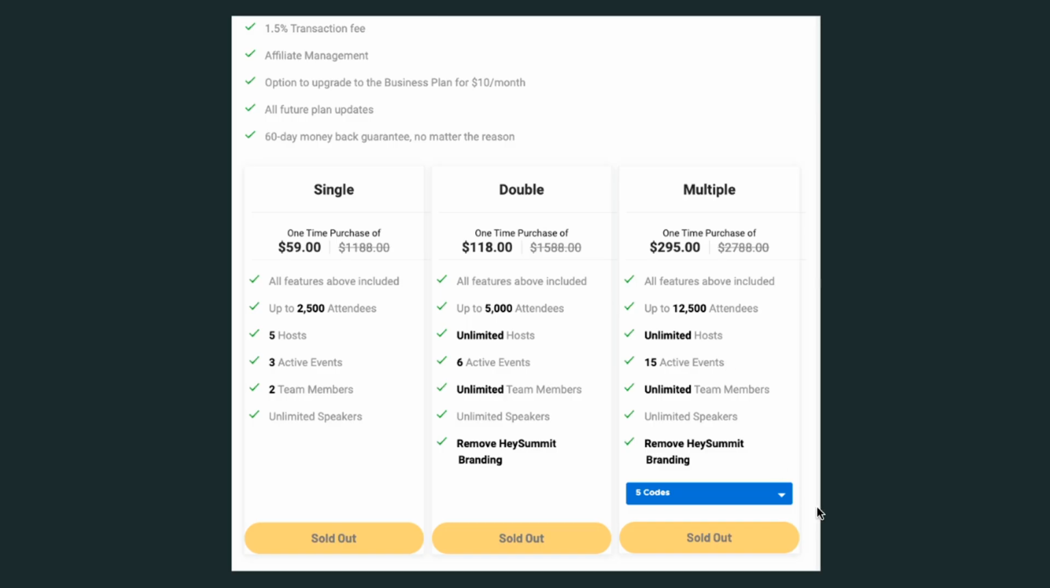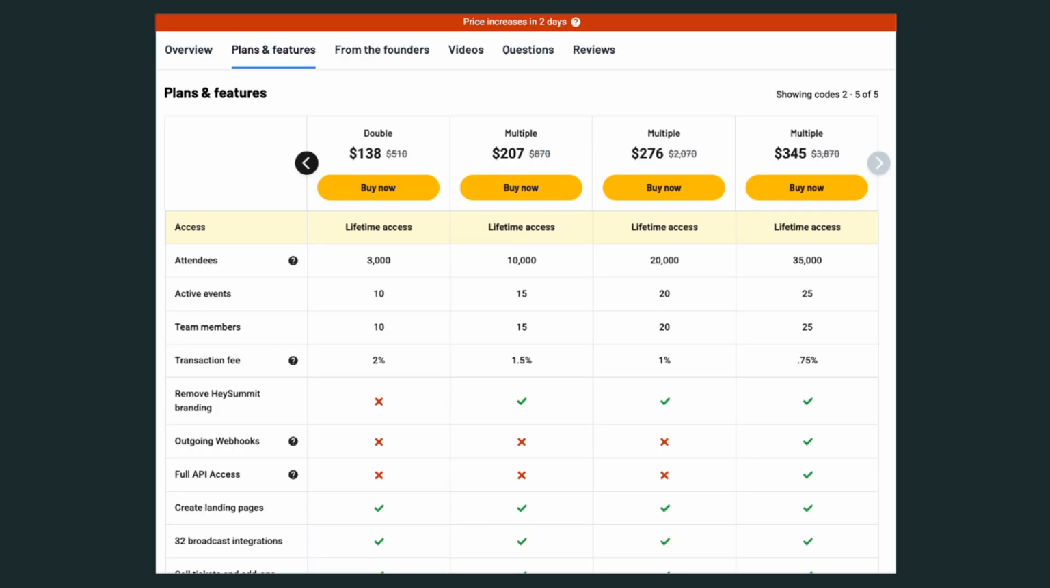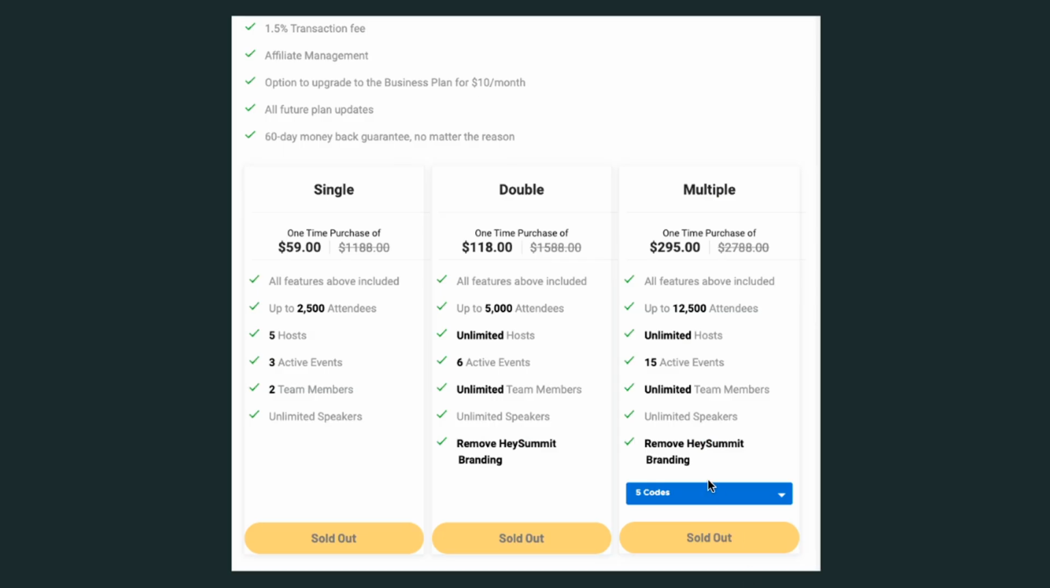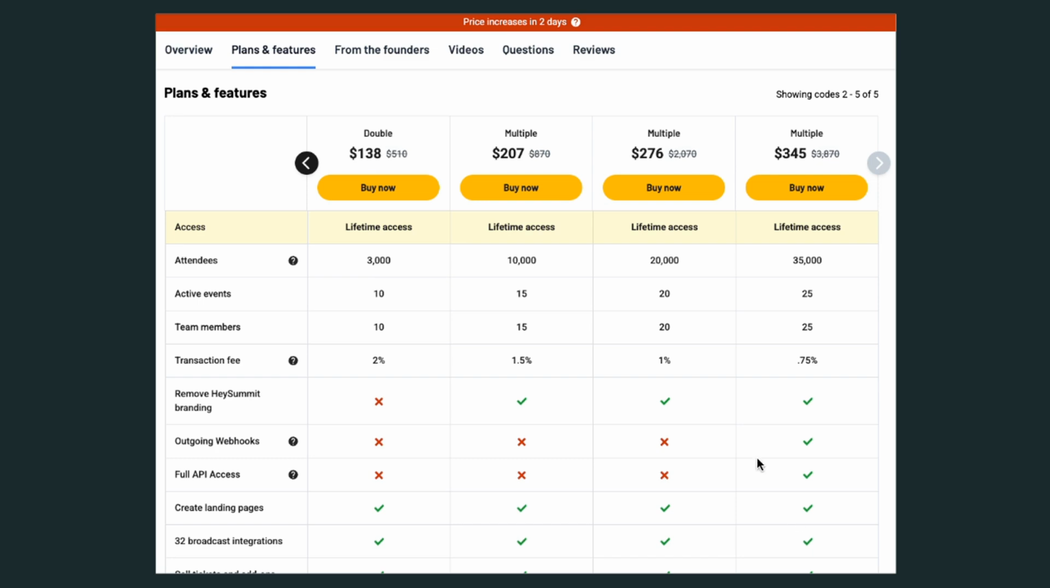It's a better deal. It's not the best deal now, but the best deal now is $345, and it costs a little bit more. But is it the best deal if you really need more team members, right? Because the prior deal gives you unlimited hosts and unlimited team members and unlimited speakers. The new deal does not give you unlimited speakers, right? You only get 25 team members here, right? You get the higher amount of attendees.